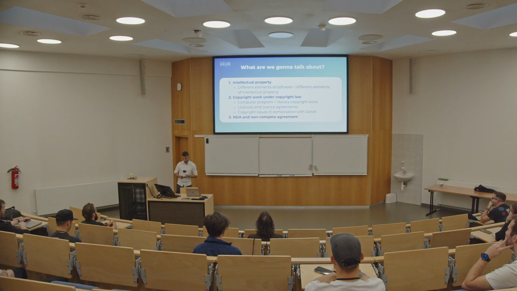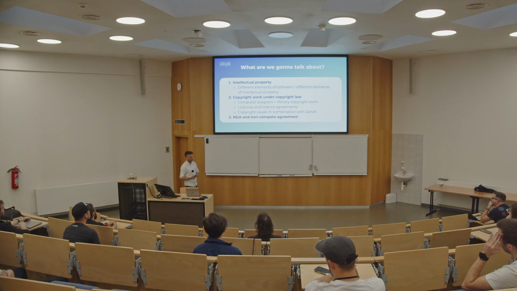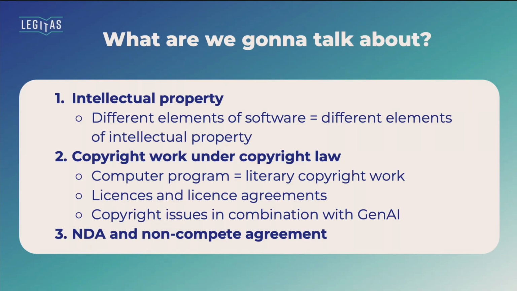Then we're going to talk a little bit more about the copyright to the work. I will try to answer whether that software is really a copyright work, even if I didn't do it, but the artificial intelligence did. And the third part is a kind of hint for you, whether it is a copyright work or not, because I'm going to talk about NDA and non-compete agreements, which are another form of protection for my source code and my software, apart from copyright.